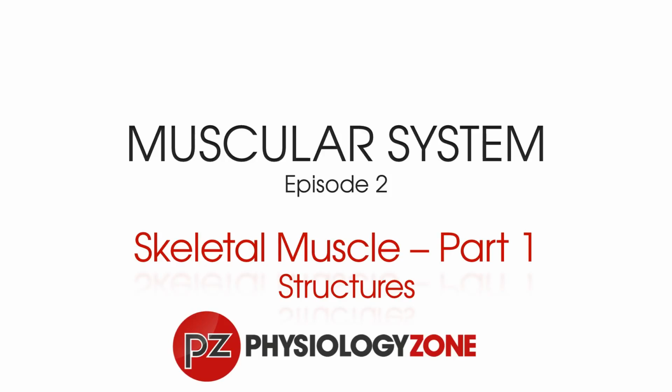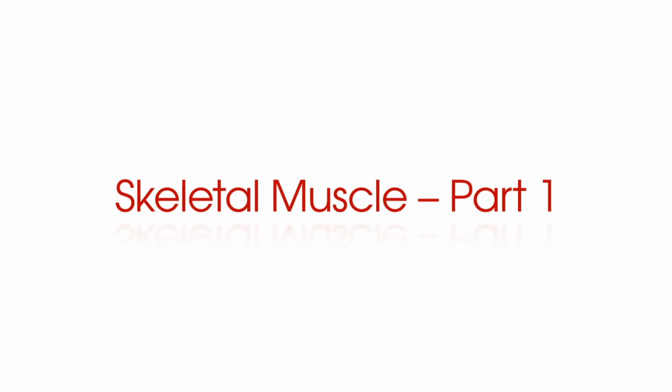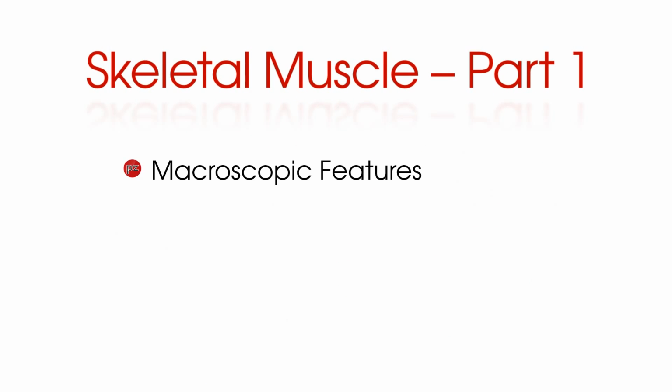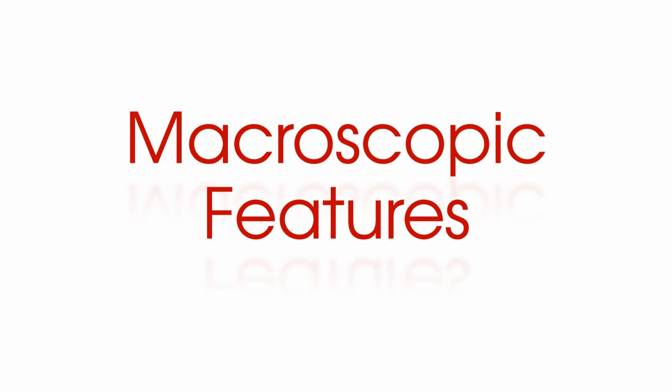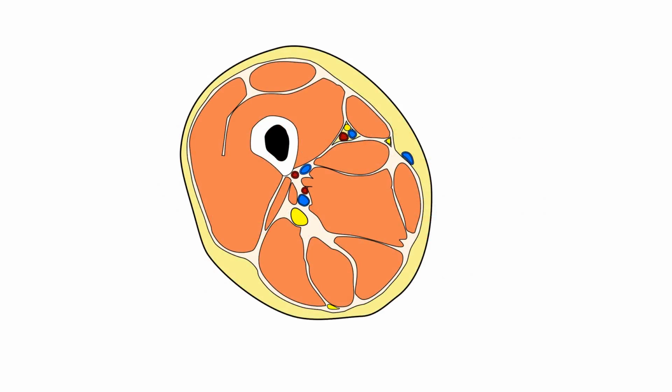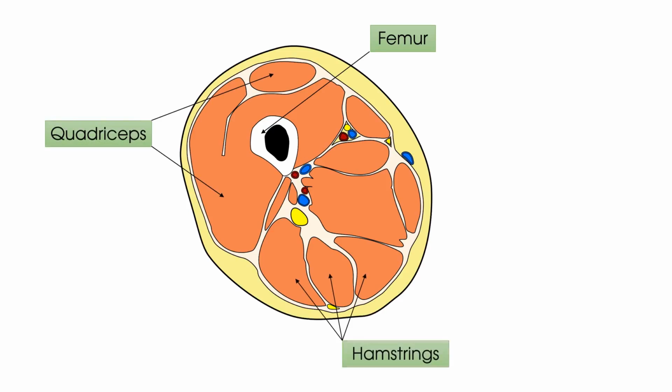This is the first part of a 5-part series on skeletal muscles. Today we're going to cover the structures of skeletal muscle, and we've split them into macroscopic and microscopic features. Starting with the macroscopic features, on the screen we have a transverse section through a thigh, and to orientate yourself we have your femur, and then we've got some muscles, the quadriceps, the hamstrings and the adductors. This picture's on screen to introduce two important connective tissues to know about.